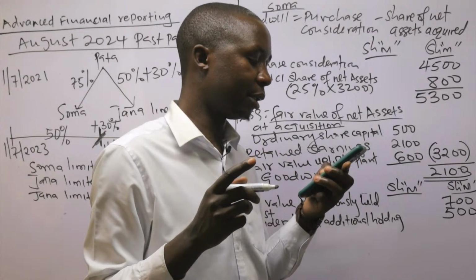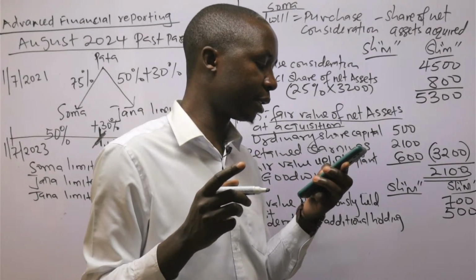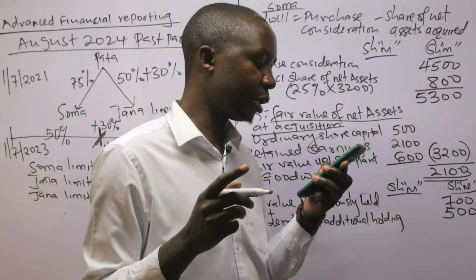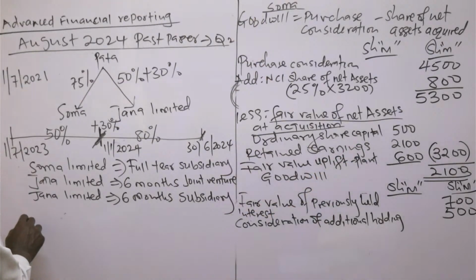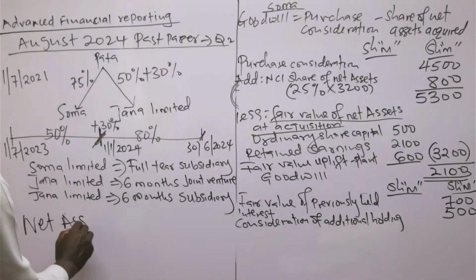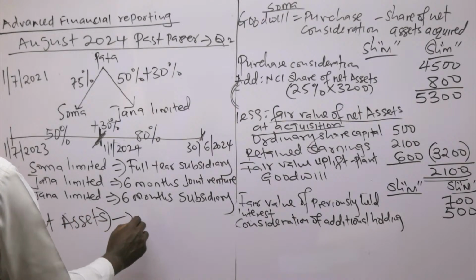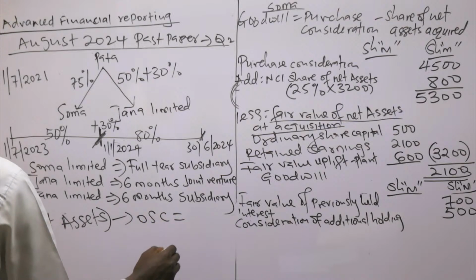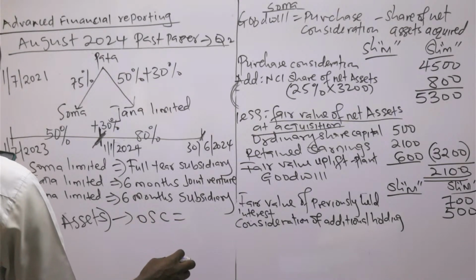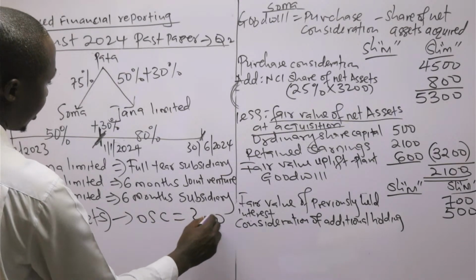the group's policy is to measure the non-controlling interest in subsidiaries at their proportionate share of net assets at the acquisition date. So we need to know the value of the net assets in Jana by the time it was a subsidiary. The net assets: we have ordinary share capital, which is constant, with no change, at 300.